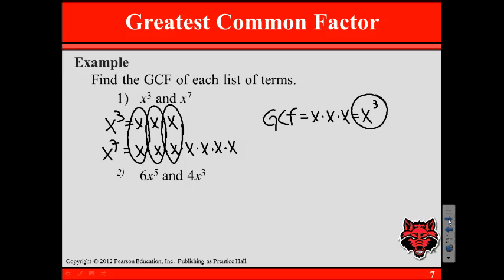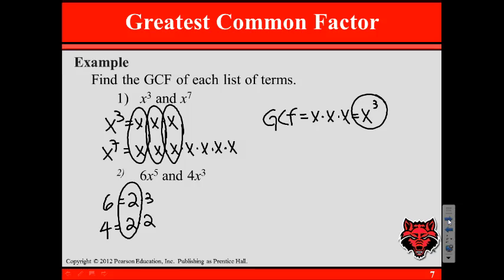Now in the case of number 2, where we have a numerical coefficient and variables, we start by finding the GCF of the numbers, and we find the GCF of the variables, and we multiply those two together. So starting with 6 and 4, 6 equals 2 times 3. That's its prime factorization. 4 equals 2 times 2. So we see that 6 and 4 have a common factor of 2.